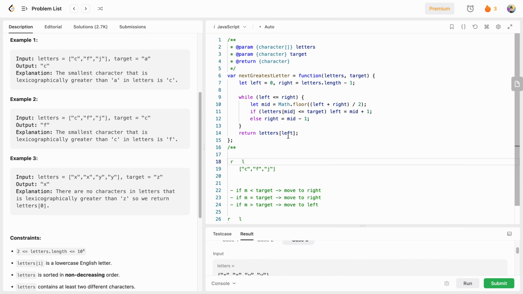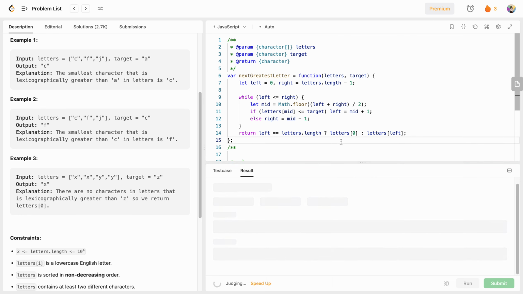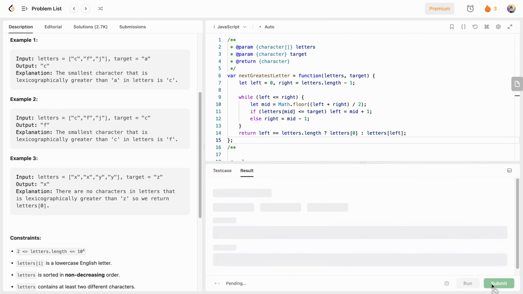So for that case we need to check if left is equal to the length of the letters, then we return letters at index 0, else we return the letter at our index left. Okay, now let's run it. Awesome, let's submit this.